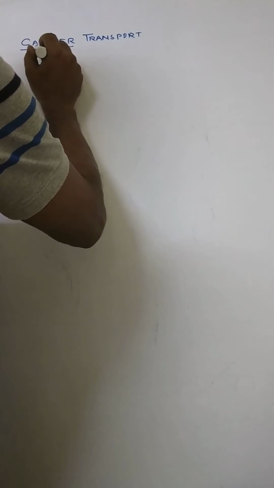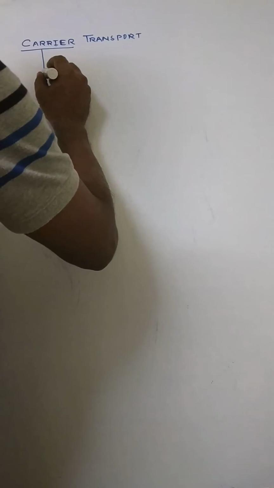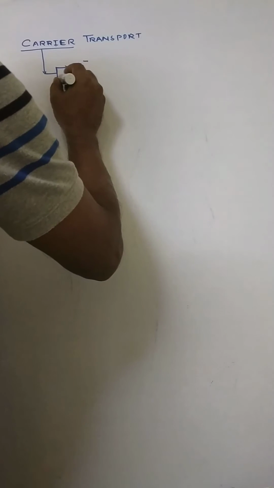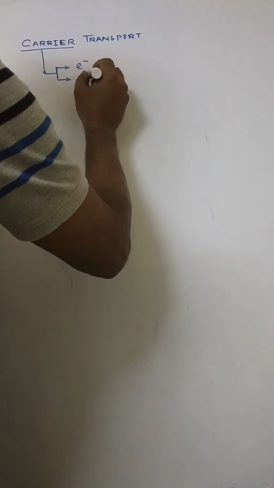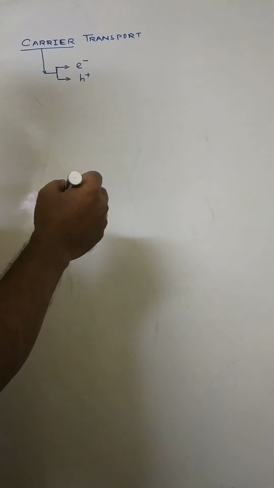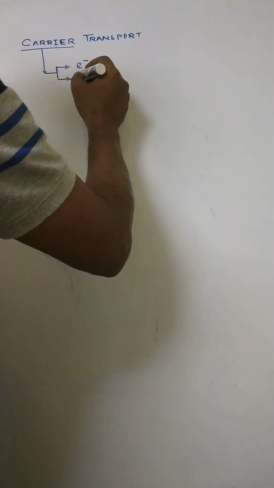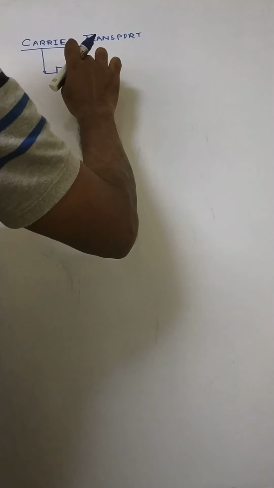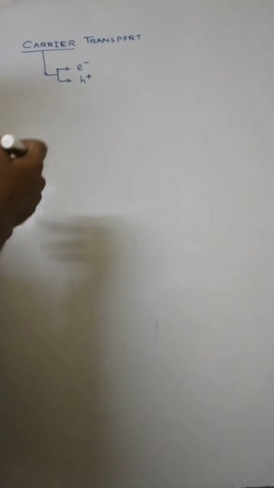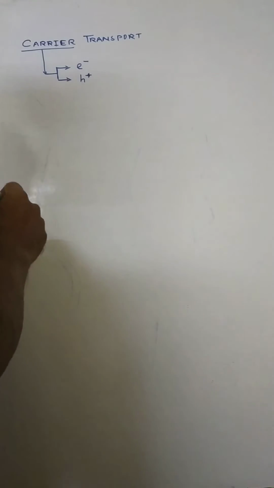So what is a carrier? As we know, in a semiconductor there are two types of carriers. One is the electron, the other is the hole. Both have the same magnitude of charge, but they have different polarity. Electron has negative polarity, whereas hole has positive polarity.